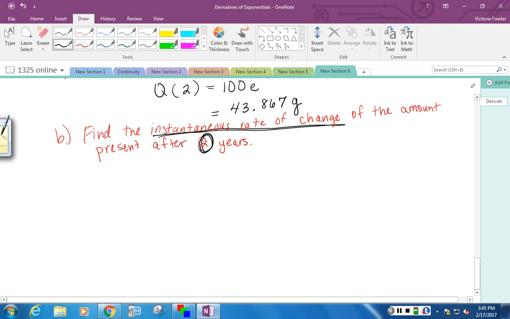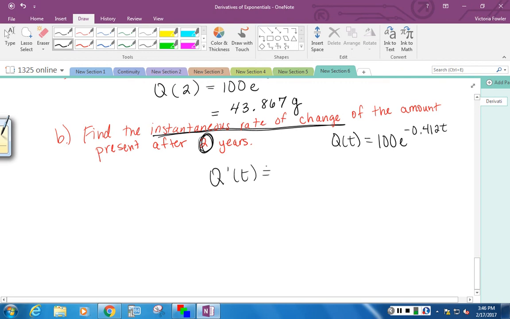So let's take the derivative of our function. I'm going to rewrite our original function that was given. It says that the quantity of the substance present after T years is given by Q of T equals 100 times e to the negative 0.412 T. And I'm supposed to find the instantaneous rate of change after 2 years. So it's going to be a change in the amount over time, right? Change in the amount present, which is measured in grams, per unit of time. So here's my Q of T, and I'm going to take the derivative, which I denote as Q prime of T.